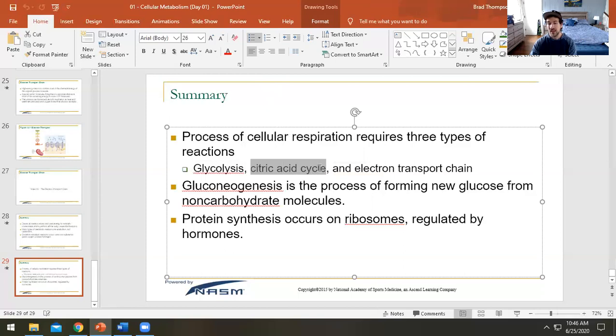And then you have the citric acid cycle next, which uses the byproducts of glycolysis to produce ATP. And then the electron transport chain, which uses the byproducts of the citric acid cycle to produce ATP. Now, we didn't talk too much about gluconeogenesis, but we break down fats to produce ATP, and we break down glucose to produce ATP. You cannot break down protein to produce ATP, but you can turn protein into glucose, and then you can use glucose to produce ATP. That process is called gluconeogenesis. We'll get into that later.